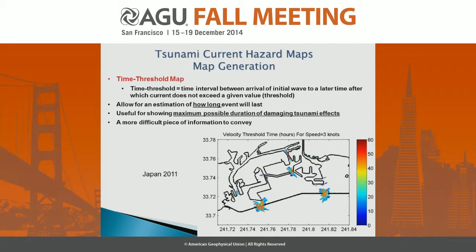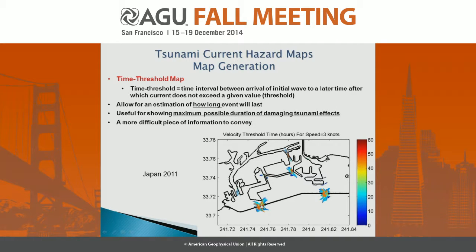All right, the other major piece of information that we include in these playbooks from the simulations is this time threshold map. Okay, so this gives you an idea of how long the event lasts, and the maximum duration of possible damaging currents. So if you look down here at this map, this is the time threshold map, velocity threshold map for a current speed of 3 knots for the Japan 2011 event. And so these colors here are in hours.